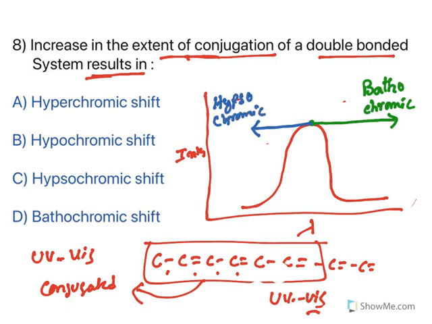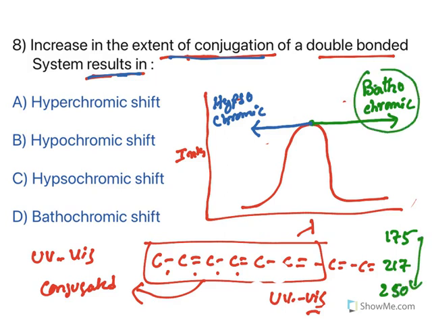Now what is the question about? The extent of conjugation of a double bond system results in what? If it is increased, just now we have seen in ethylene it is only 175, whereas butadiene it goes to 217, whereas hexatriene it goes to 250 or 260. So increase in wavelength means it is causing bathochromic shift. So the answer is bathochromic shift. Then what is hypsochromic shift? If a group is causing absorption in lesser wavelength, it is called as hypsochromic shift.